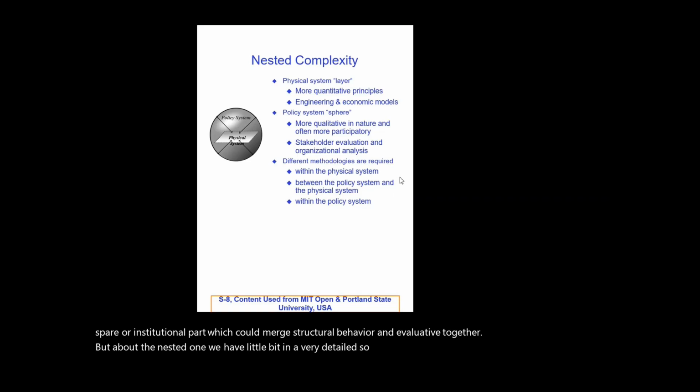So as you can see here, whenever we talk about the nested complexity, that means that we would like to see how the system is designed in the layer system. Physical system means the system which you can see. You cannot see the behavioral complexity, the structural complexity, or the evaluative complexity, because it's the final output of different decision makers, of different decisions of different stakeholders. But the complexity we can see because it's more based on the quantitative and qualitative principle.